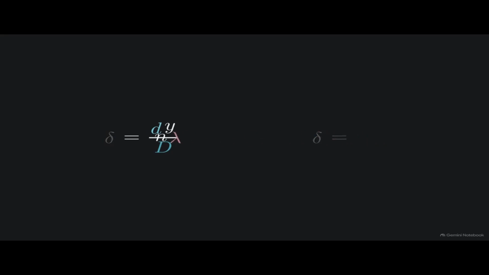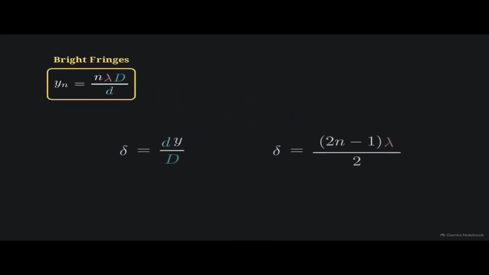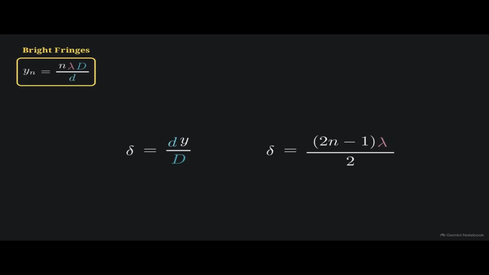Take a moment here. Substitute n lambda into the geometric equation and algebraically solve for y to find the exact position of any bright fringe. To locate the bright fringes, we replace delta with n lambda. We isolate the height y sub n by multiplying both sides by capital D and dividing by lowercase d. The position of the nth bright fringe is n times lambda times capital D, all divided by lowercase d.